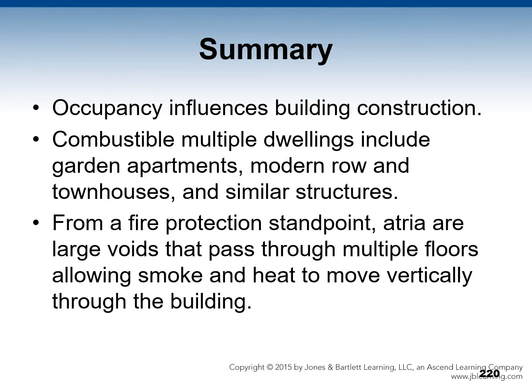So let's summarize what we went over in this chapter, and it's quite a bit. Occupancy plays a role in how a building is constructed. Combustible multiple dwellings include garden apartments as well as modern row houses and townhouses and similar structures like three-deckers. From a fire protection standpoint, atria are large voids that pass through multiple floors, allowing smoke and heat to move vertically through a building.